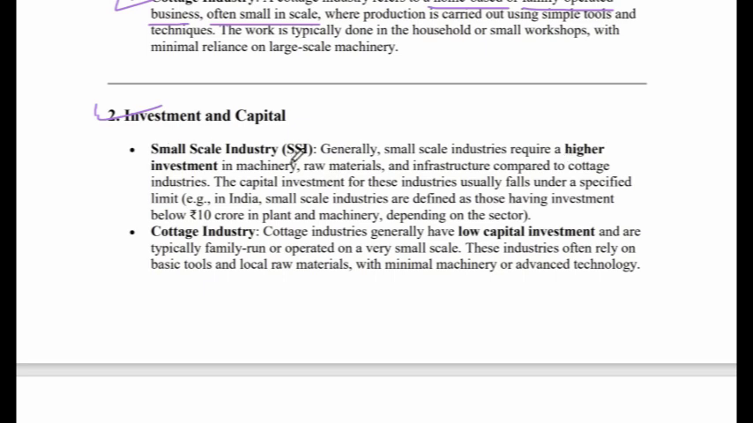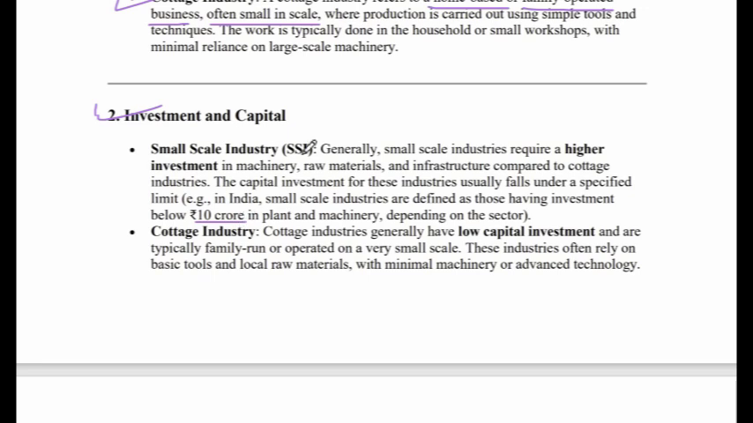Here, in small scale industry, we need machinery to produce goods and services, raw materials, and infrastructure. The capital investment for these industries usually falls under a specified limit. For example, in India, small scale industries are defined as those having investment below 10 crore in plant and machinery. The minimum and maximum investment in plant and machinery for it to be determined as a small scale industry, I think it starts from 1 crore to 10 crores, minimum 1 crore, maximum 10 crores.